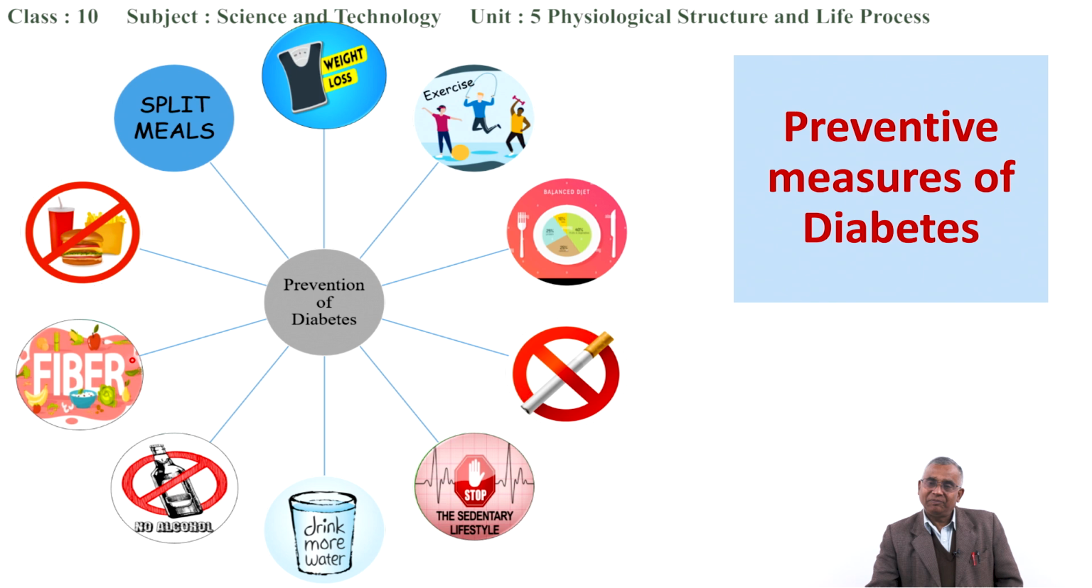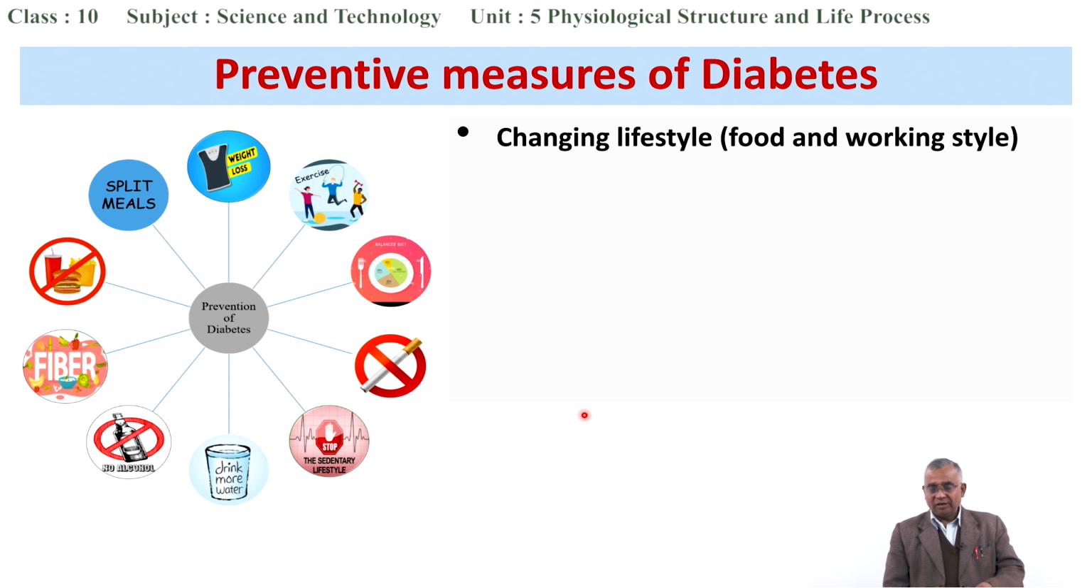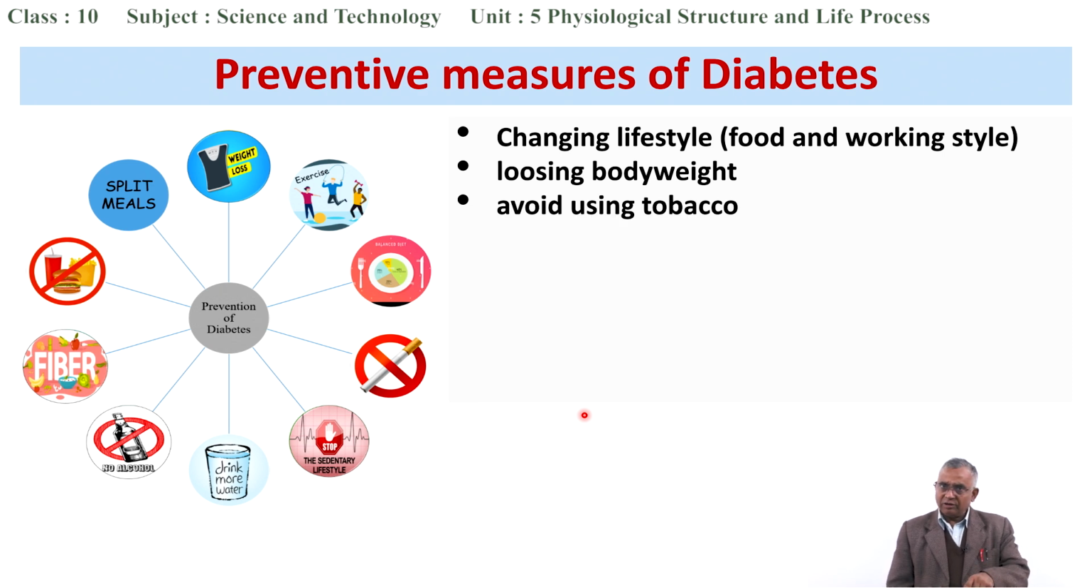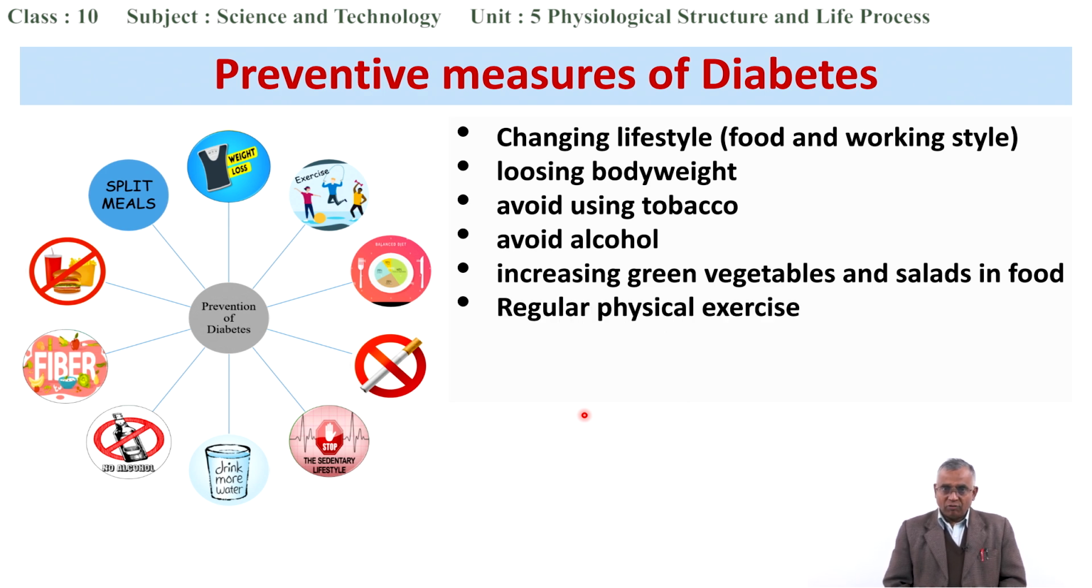should be selected. So there are some activities by doing which we can keep ourselves healthier, or we can keep ourselves away from diabetes. First is what? Changing lifestyle, food and working style. Yes, that covers 2-3 circles of them. Losing body weight is also here. Avoiding using tobacco or smoking, same thing. Alcohol also has to be avoided. Increasing green vegetables and salads in food. Then regular physical exercise, yoga and pranayam.